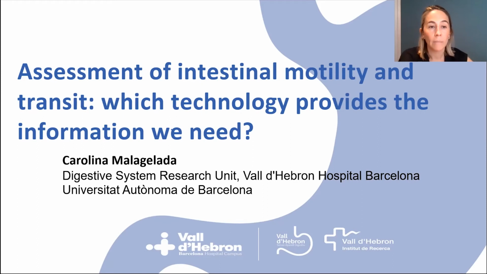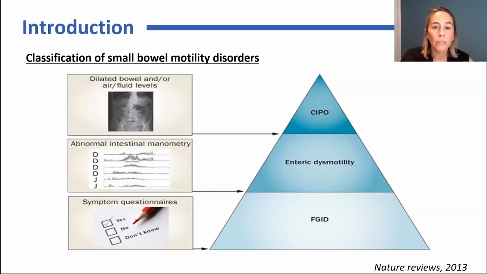I would like to thank the organizers of this symposium for inviting me to talk to you about the assessment of intestinal motility and transit, which technology provides the information we need. So small bowel motility disorders can be shown in this nice graph published a few years ago in Nature Reviews. It is a pyramid, and at the tip of this pyramid, we have those patients with most severe small bowel dysmotility. These are patients with pseudo-obstruction, and in them, radiology and symptoms are enough to diagnose these cases.